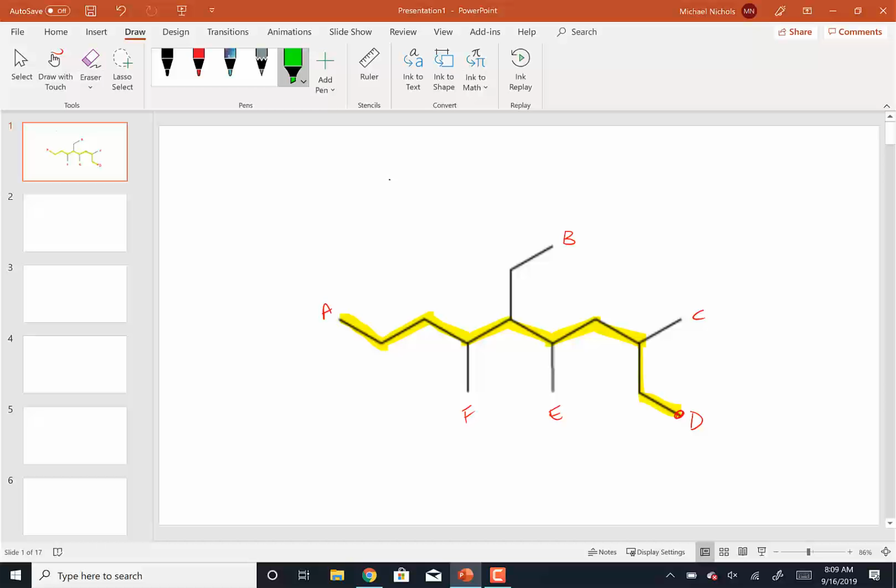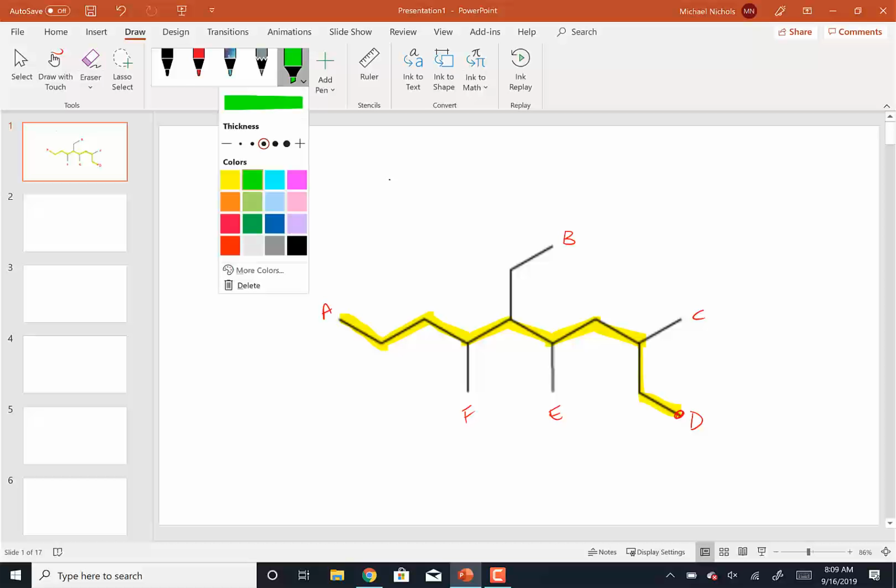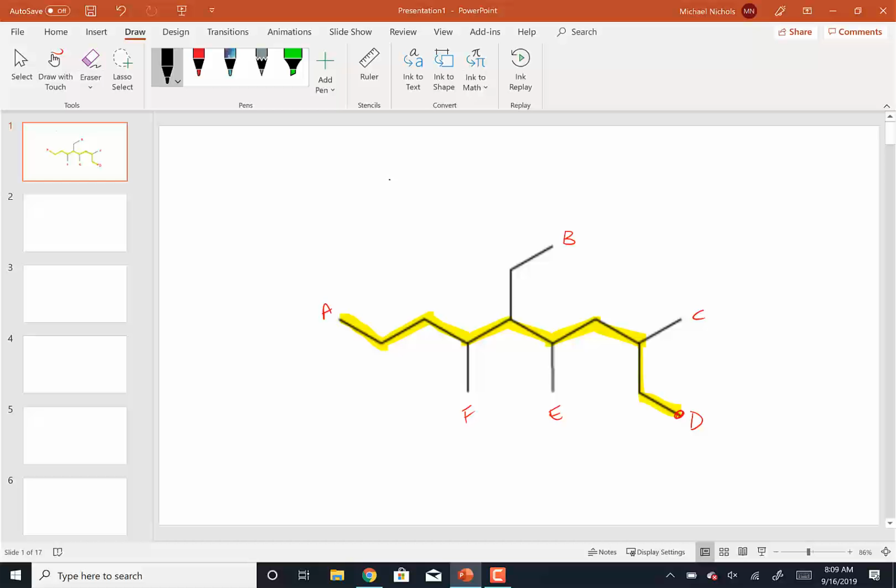And you really have to do trial and error on this. You have to start at the different end positions and kind of go around until you find the longest chain. Now the tiebreaker, if you have two longest carbon chains, is the one that gives you the most substituents. So if there were two 10 carbon chains in this molecule, you would basically choose the one that gave you the most number of substituents off of that longest chain.